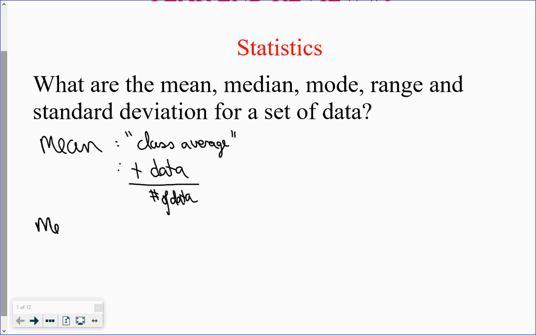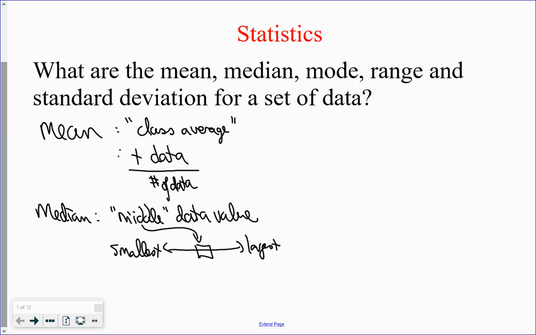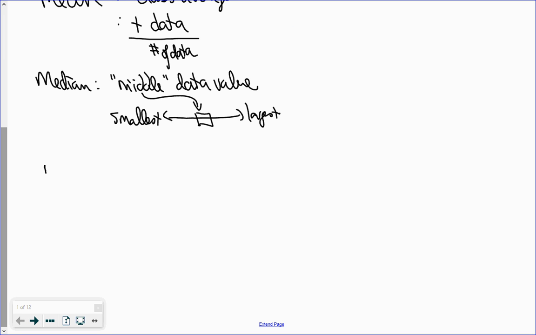The median is the middle data value. What happens with this one is that you have to rearrange your data from smallest to largest. Once you've got them listed out in a row, the median is the one that falls in the middle. Okay. The mode is the most occurring data.